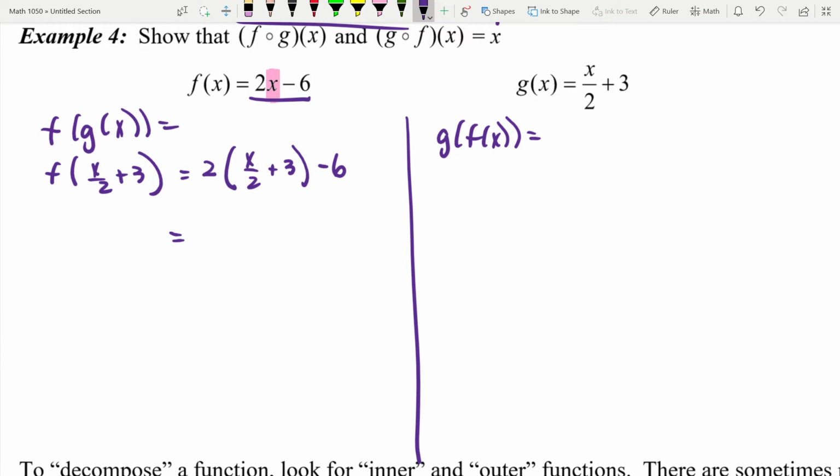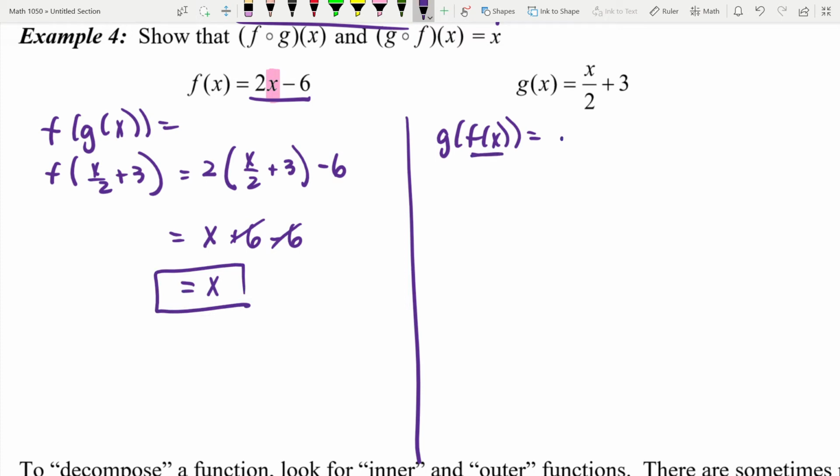Someone tell me with one word what you would do right now. Distribute. Yeah. What are you distributing? The 2. Sure. So 2 times x over 2 is just an x. Those 2's cancel. 2 times 3 is a 6. Then go minus 6. So 6 minus 6 goes away. You get an x, and you're done.